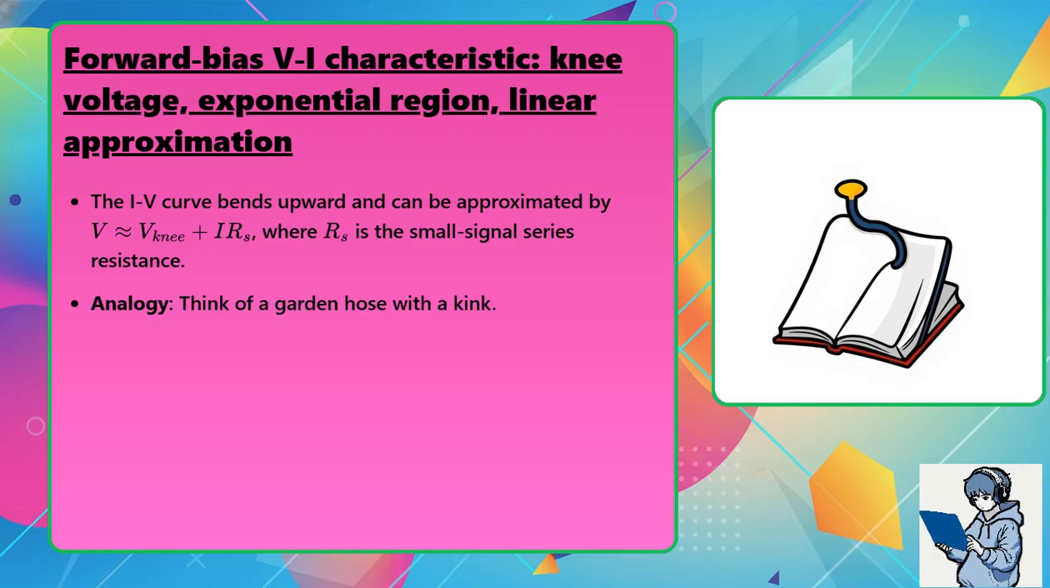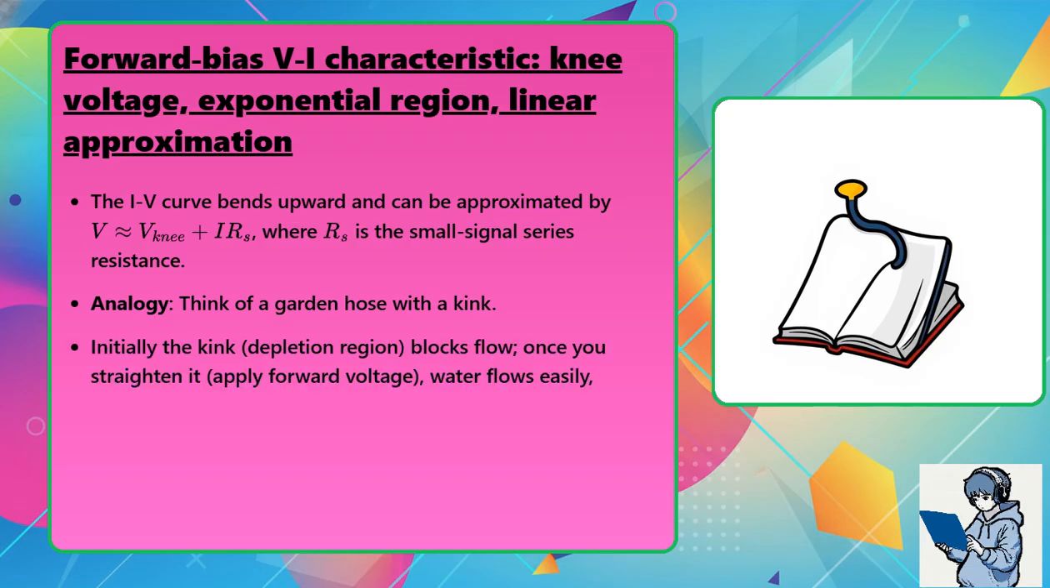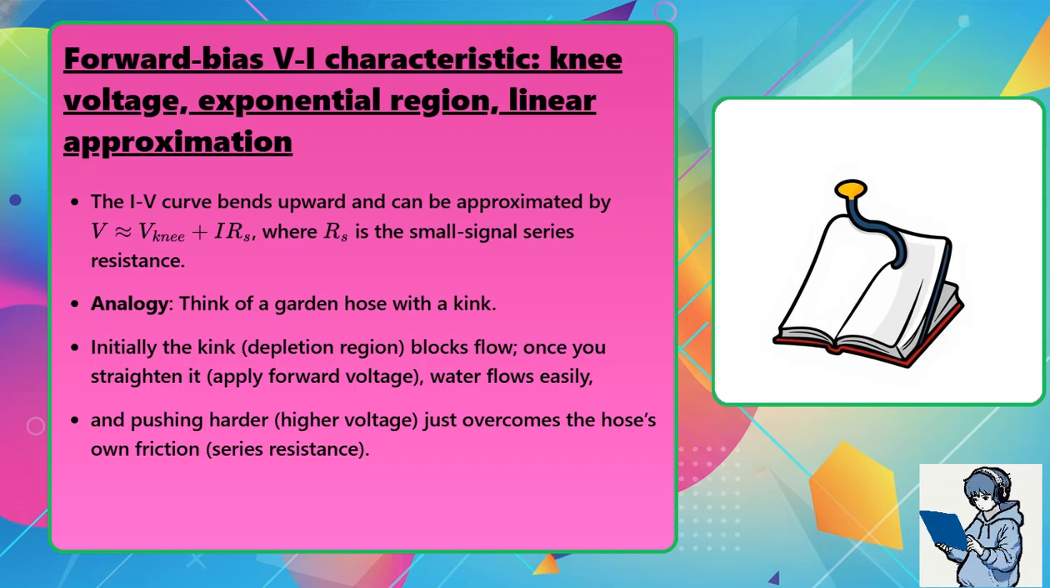Analogy: think of a garden hose with a kink. Initially, the kink, which represents the depletion region, blocks flow. Once you straighten it, which represents applying forward voltage, water flows easily. And pushing harder, which represents higher voltage, just overcomes the hose's own friction, which represents series resistance.